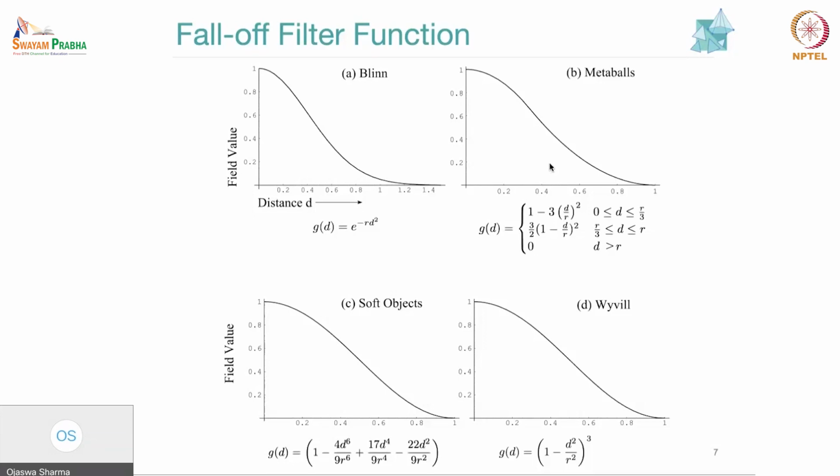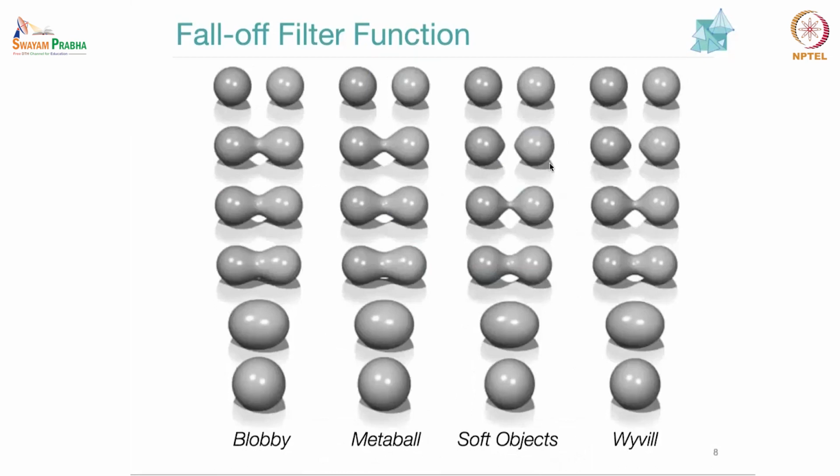These are some of the well-known fall off filter functions: Blinn, Metaballs, soft objects, and Wyvill. These are some of the most widely used fall off filters, right? The job is simple. It converts a distance field which increases from the skeletal element, it could increase to infinity, into a decreasing field function, right? And this is how the shapes look.